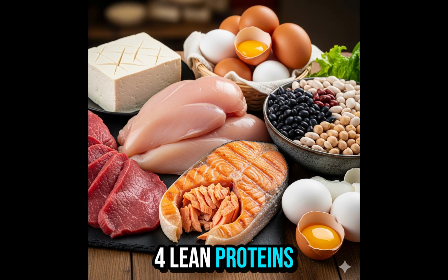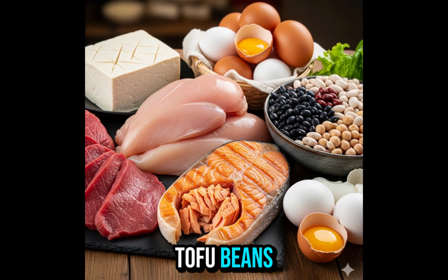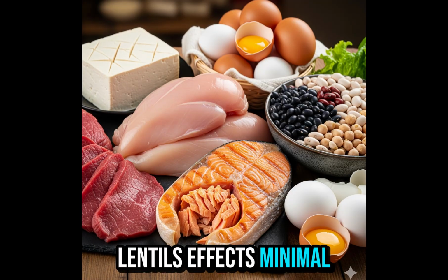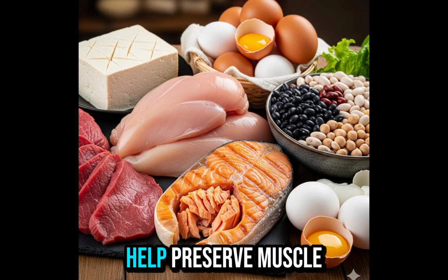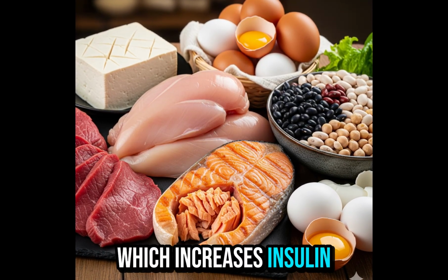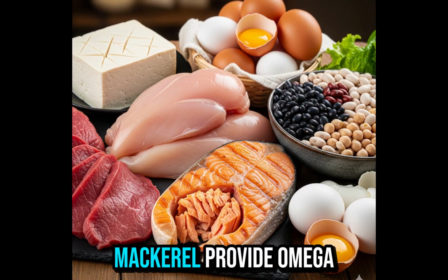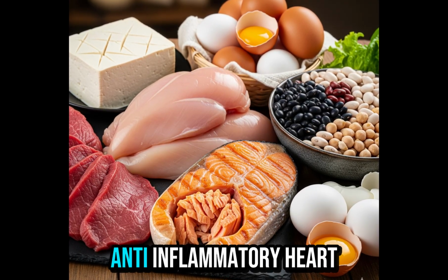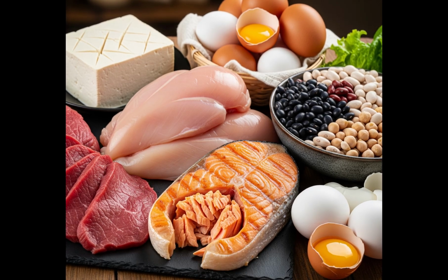4. Lean proteins: chicken breast, fish, eggs, tofu, beans, lentils. Effects: minimal direct effect on blood sugar. Help preserve muscle mass, which increases insulin sensitivity. Fish, salmon, mackerel provide omega-3 fatty acids, anti-inflammatory, heart protective.